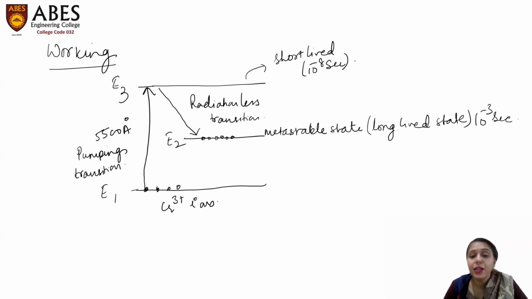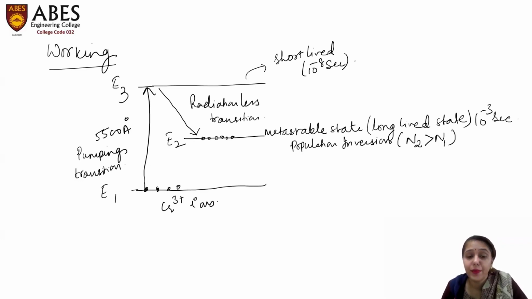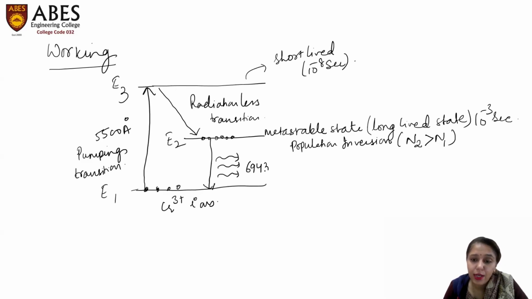And when a condition of population inversion is achieved. What is this population inversion? It is a situation in which the number of atoms in the upper lasing level will be greater than the number of atoms in the lower lasing level. So a lot of chromium ions which are present over here, after the state of population inversion is achieved, are going to drop down. And when they drop down, they are going to emit a coherent beam of wavelength 6943 angstrom.